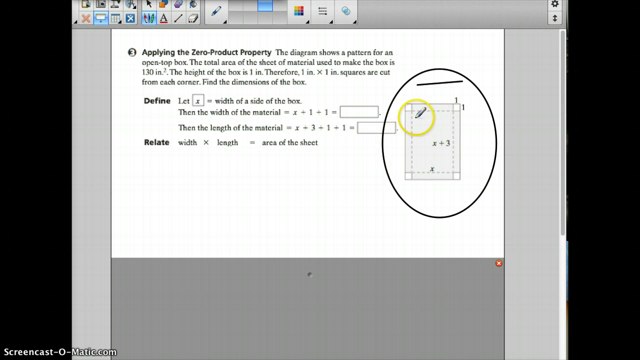So what we want to look at here is, what are our total dimensions? Notice in this side, if from here to here is x, that means the total side here is going to be x plus 2. And then the length is going to be, here's x plus 3, plus you have to add another 2, so we get x plus 5.